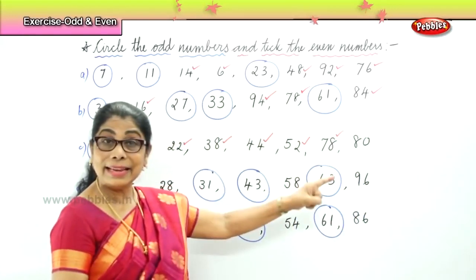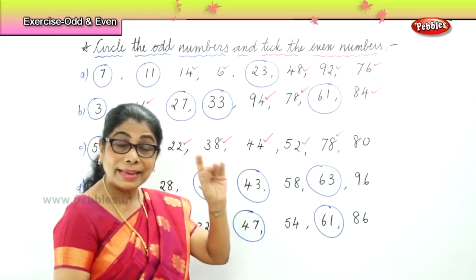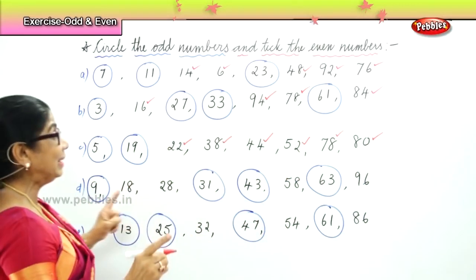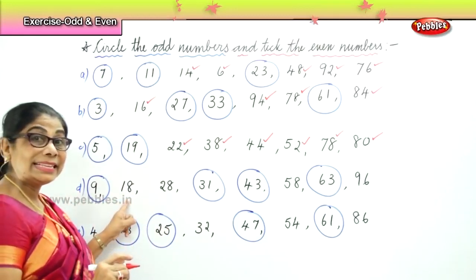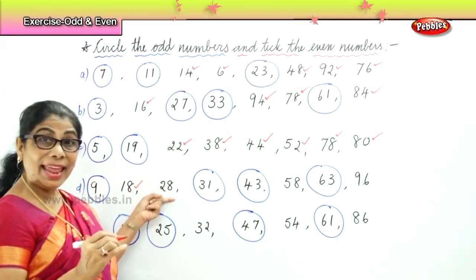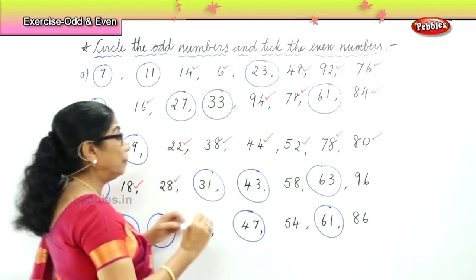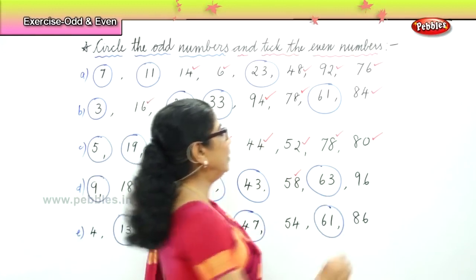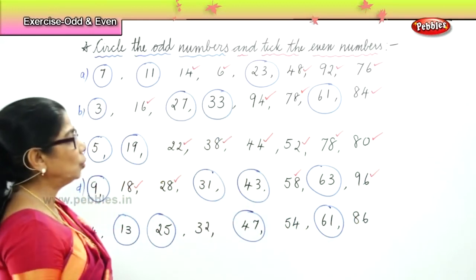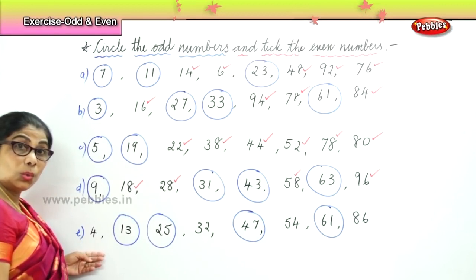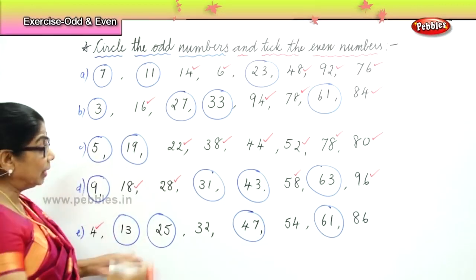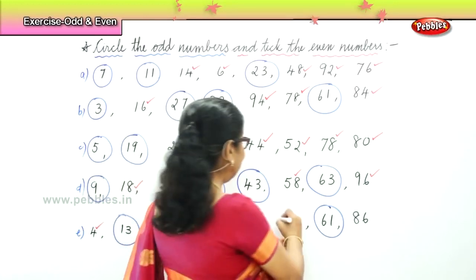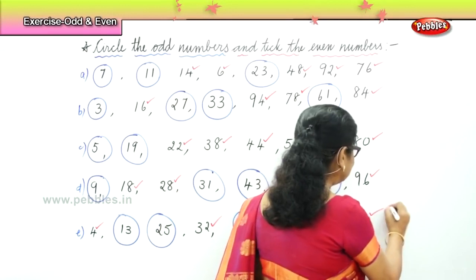And then, here 80 ending in 0, 2, 4, 6, 8, 10. So all numbers ending in 0 can also be paired up. That is also an even number. Now in this next row you have 18, it's an even number. 28, ending in 8, that's also an even number. Then we have another one again, ending in 8. 58, an even number. And finally we have 96, ending in 6, that's also an even number. Finally, we have number 4, can be paired up, and that's an even number. 32, ending in 2, it's an even number. 54, ending in 4, it's an even number. And finally, you have 86, ending in 6, even number.